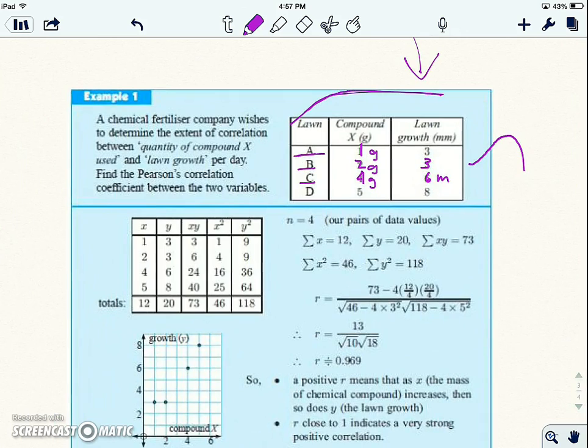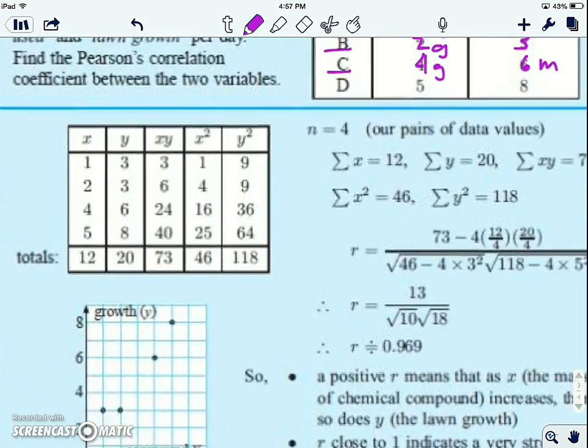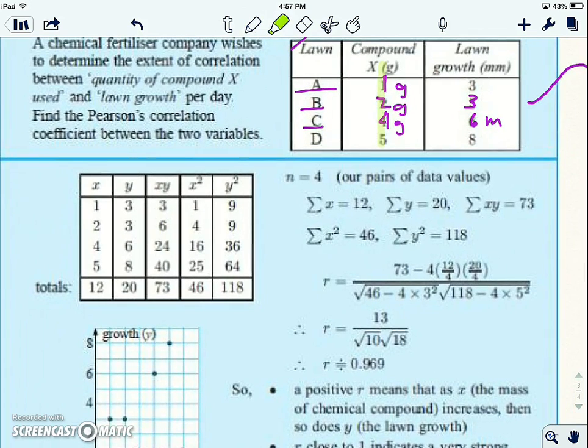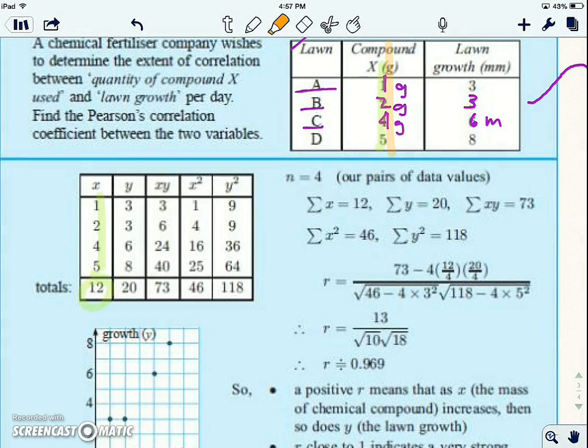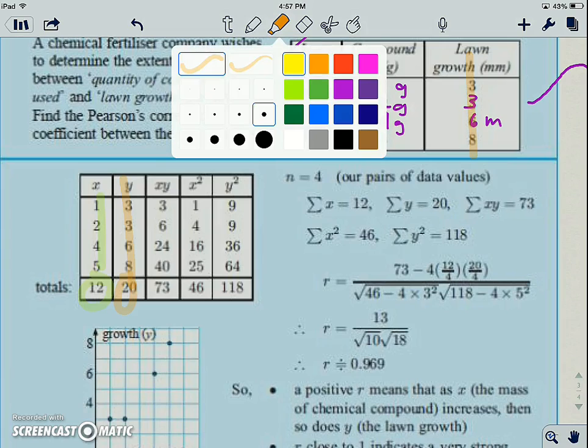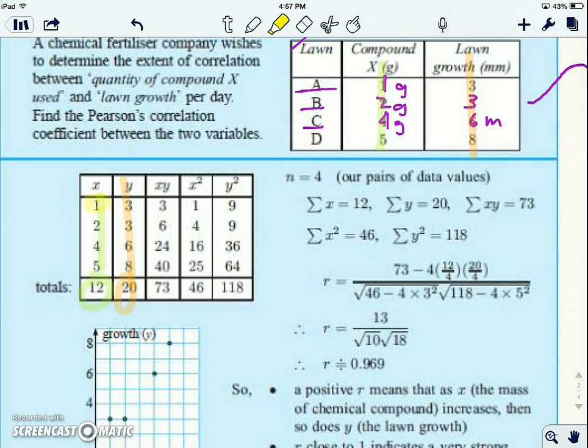So again, just like last time when we had the table, list all your X's, and then you add them up. List all your Y's and add them up. X and Y, that was times. So 1 times 3 is 3. X squared, Y squared. It's exactly what it seems like. So that we can find all of these data points.